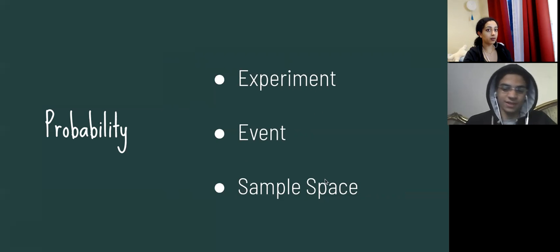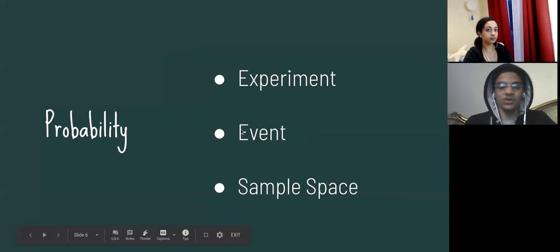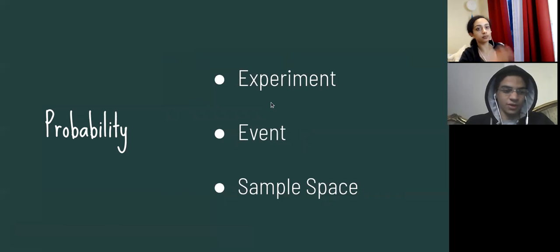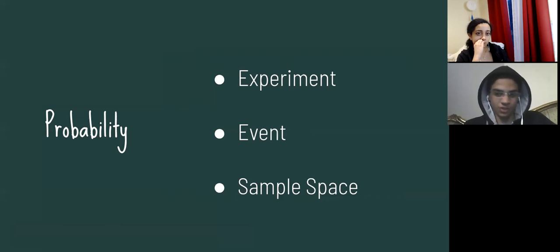And then there are event and sample space. An event is whatever exactly I'm measuring the probability of. So for example, in the coin toss, my experiment is just tossing the coin. The event is the appearance of heads or the appearance of tails. So that would be the event, what I'm really trying to predict or describe here, that we call an event.